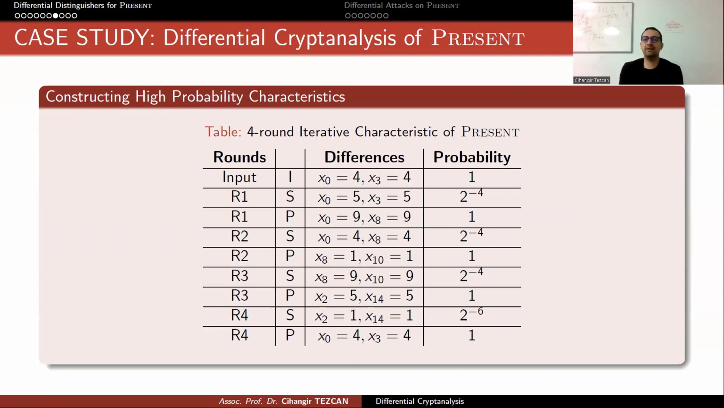With this DDT table, now let's talk about how we can construct high probability differential characteristics. We are focusing on the 4-round iterative characteristic of PRESENT one by one. So let's look how this works. This table says that as the input, assume that you are only giving the input difference to 2 S-boxes where their positions are 0 and 3, with the input difference 4. After the S-box operation, you observe the output difference as 5 for these 2 S-boxes with probability 2 to the minus 4. So let's see what this means.